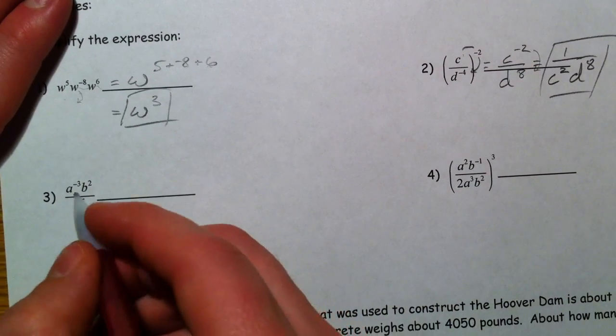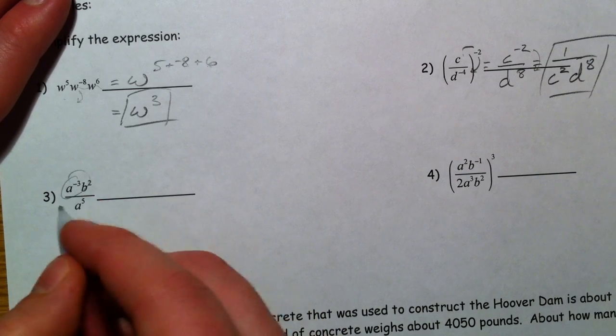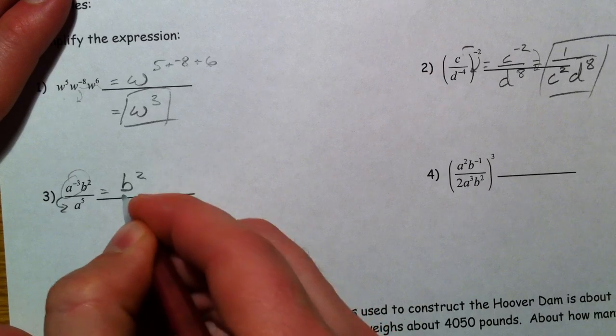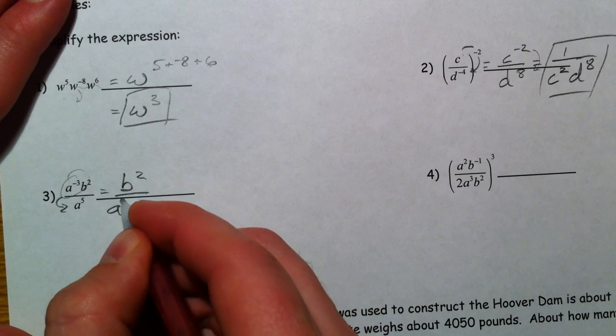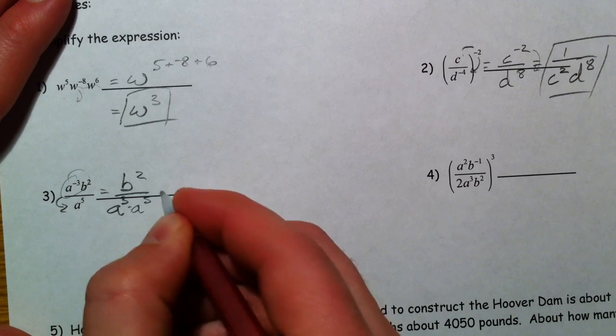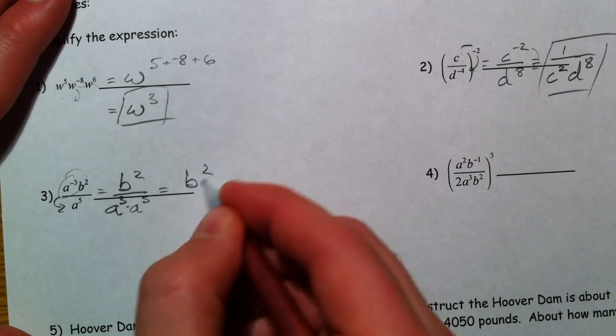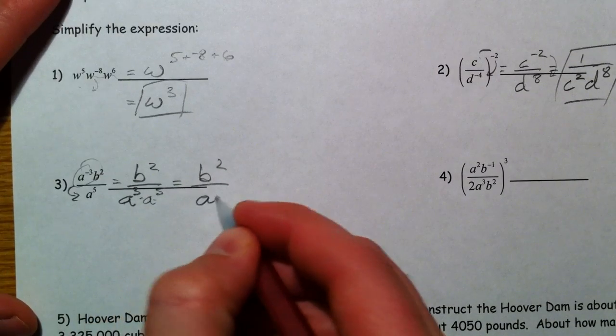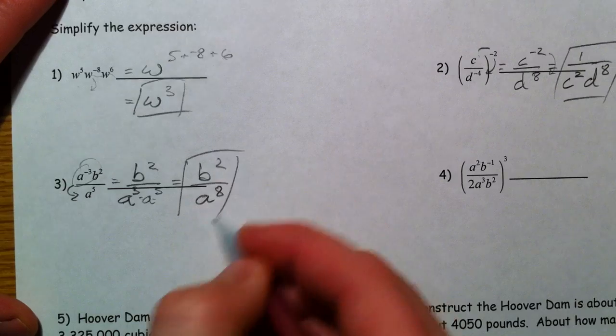Alright, 2 things you can do. I'm going to take the negative 3 down to the bottom first. I'm going to write a to the positive 3rd power times a to the 5th. And then we're going to have b squared over, and then 3 a's and 5 a's make 8 a's total.